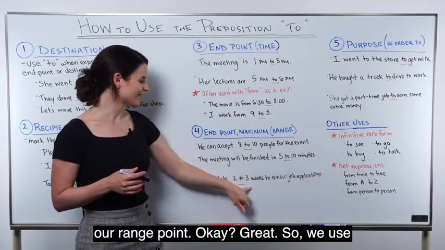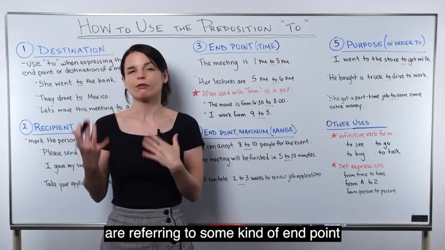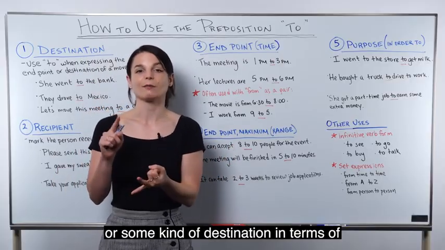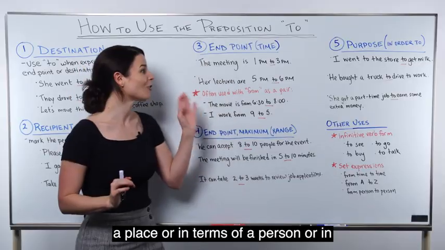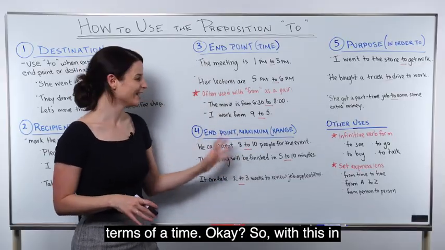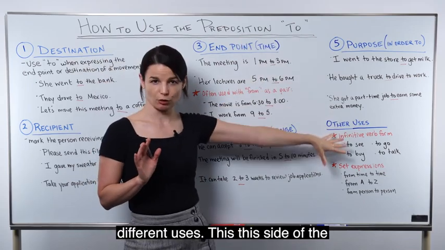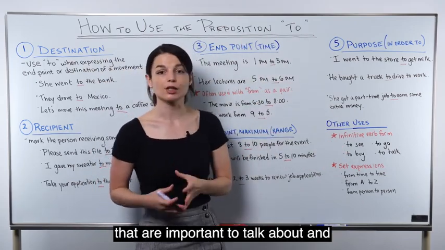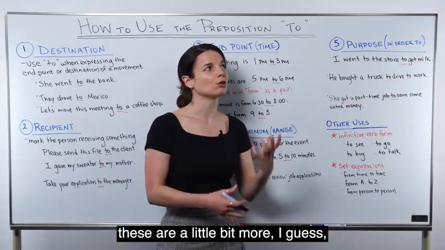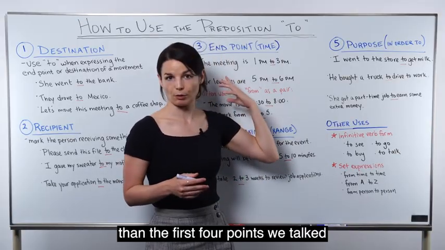Okay, great. So all of these, 1, 2, 3, and 4, are referring to some kind of end point or some kind of destination in terms of a place or in terms of a person or in terms of a time. Okay, so with this in our minds, let's continue on to some different uses. This side of the board has some different uses that are important to talk about, and these are a little bit more, I guess, conceptual than the first 4 points we talked about.